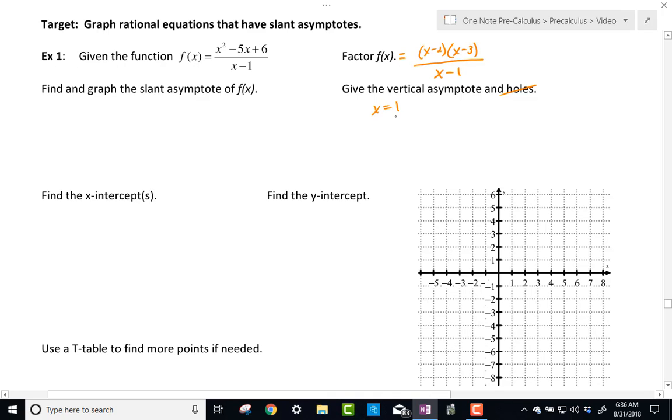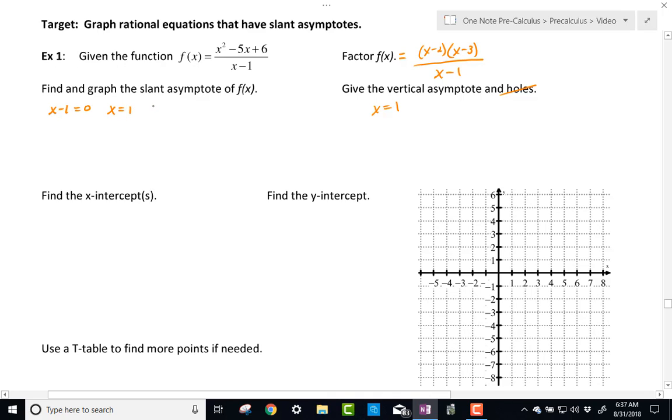Alright? So now that I know I have a vertical asymptote, I'm going to go back and find and graph the slant asymptote of f of x. In order to do that, I need to divide the numerator by the denominator. And again, you can use long or synthetic division. So I'm going with synthetic. x minus 1 equal to 0, so I'm going to divide by x equals positive 1.